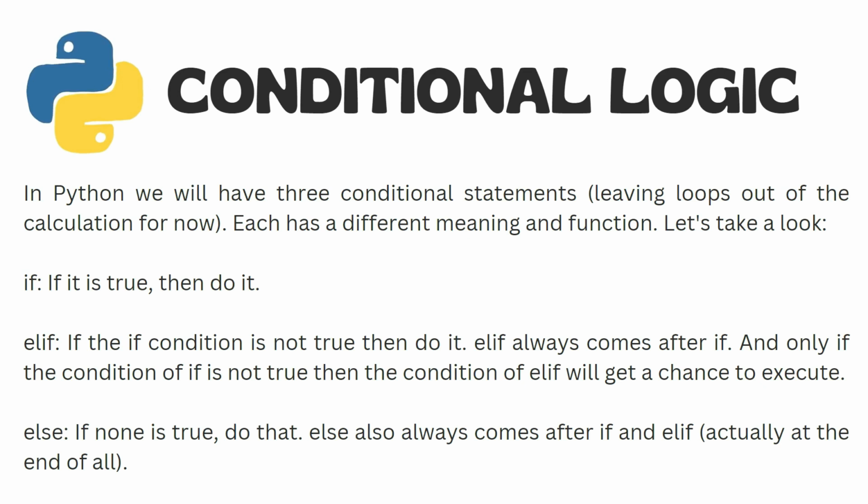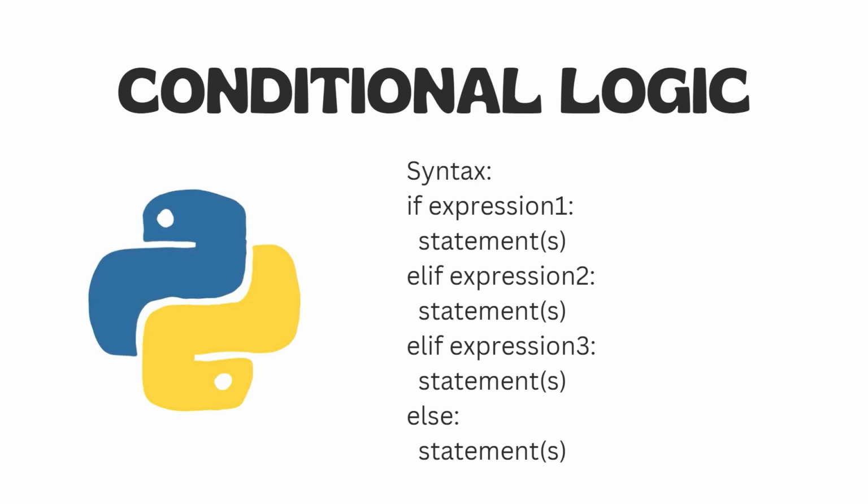So in Python, you have three conditional statements. You already saw them. Each has a different meaning and function. So let's take a look. If you use if, when it is true, then do it. Elif means else if: if the condition is not true, then do this. Elif always comes after if. So when your if condition is false, then the elif condition is executed. When none of the conditions are met, then the else condition is executed. So this is the basic syntax of the if, elif, and else statements. You can see here after if, you need to give an expression or your mathematical logic, then one colon, then your statement.